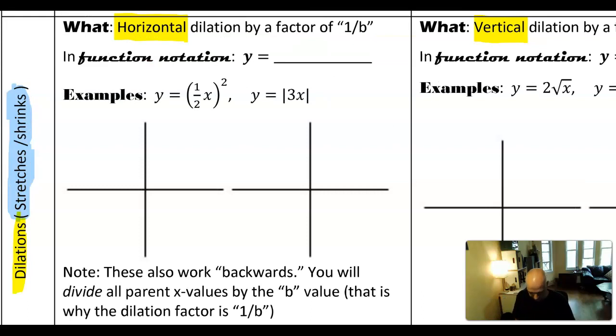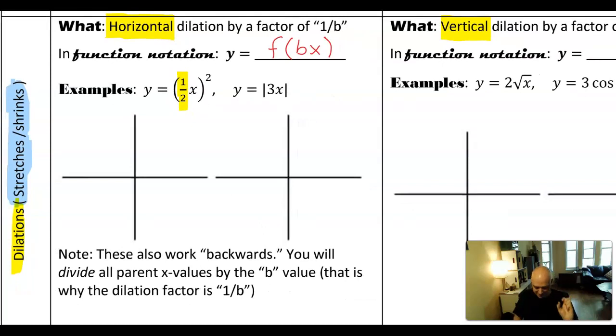So in function notation, these are done by having a b value attached to the x. So something like f of b times x. In the 2 examples, you can see I have 1/2 x, parentheses closed, squared. And I also have the absolute value of 3x. That 3 is in the parentheses.